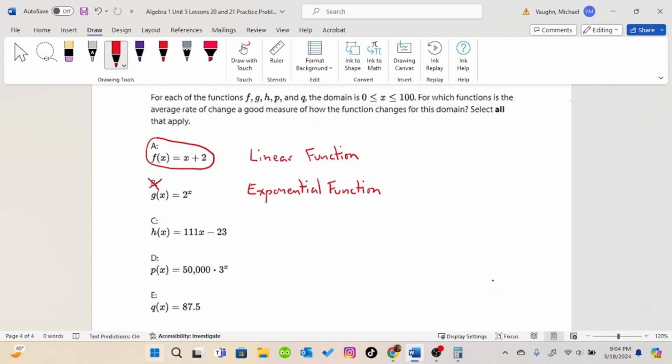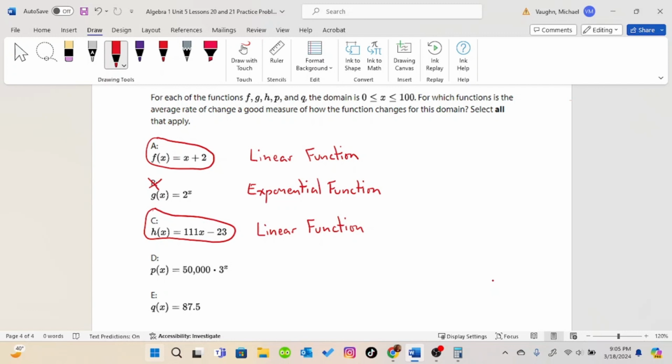Choice C. H of x equals 111 times x minus 23. This is another linear function. Again, the rate of change is consistent throughout, so even a domain of 0 to 100 is represented well by the rate of change.